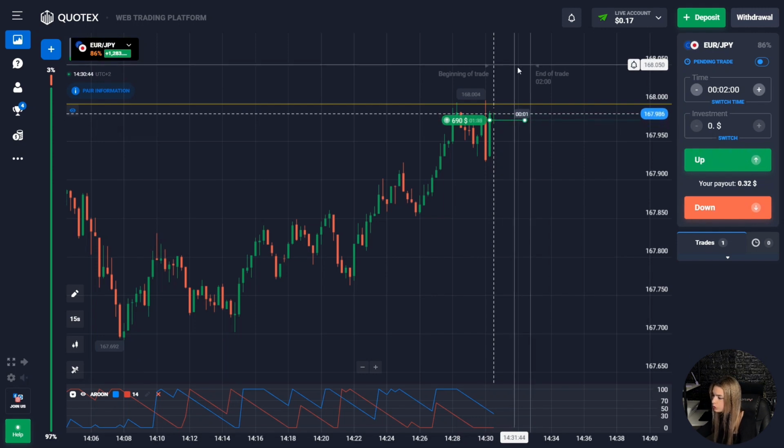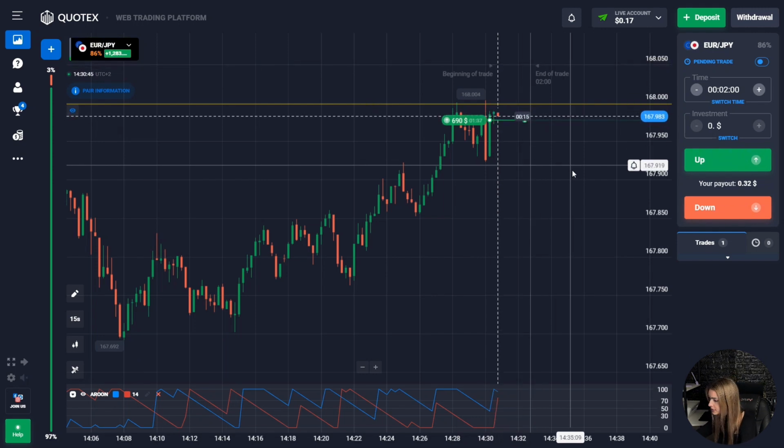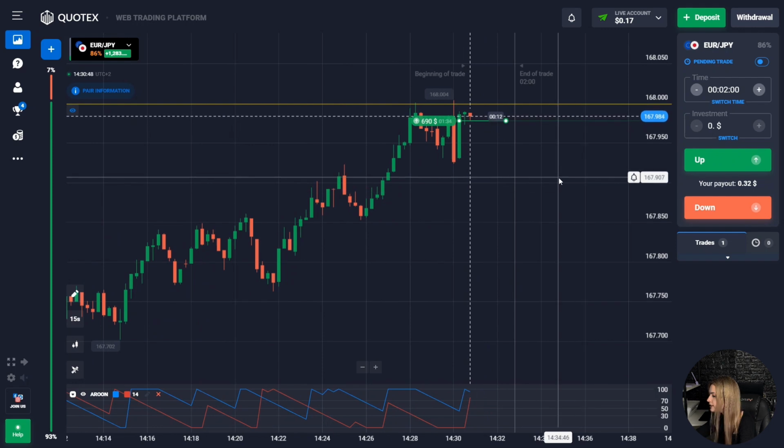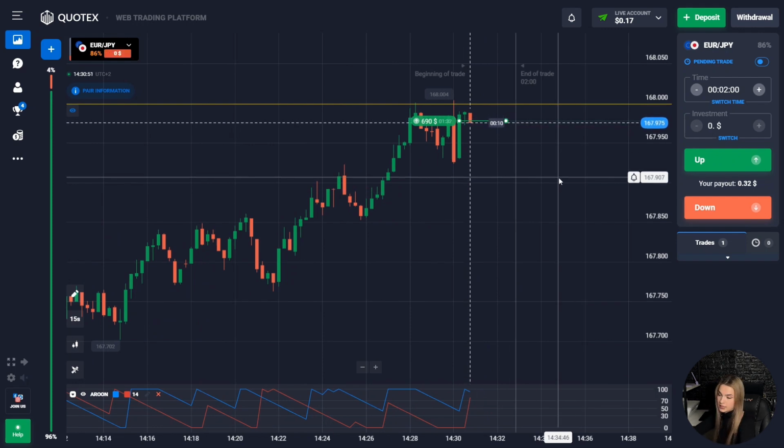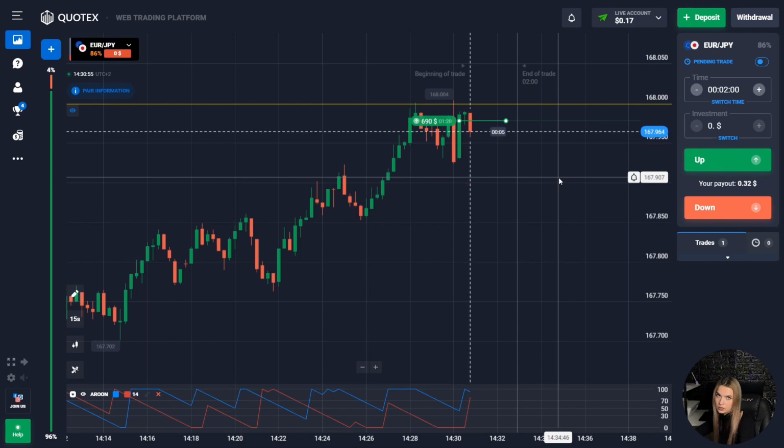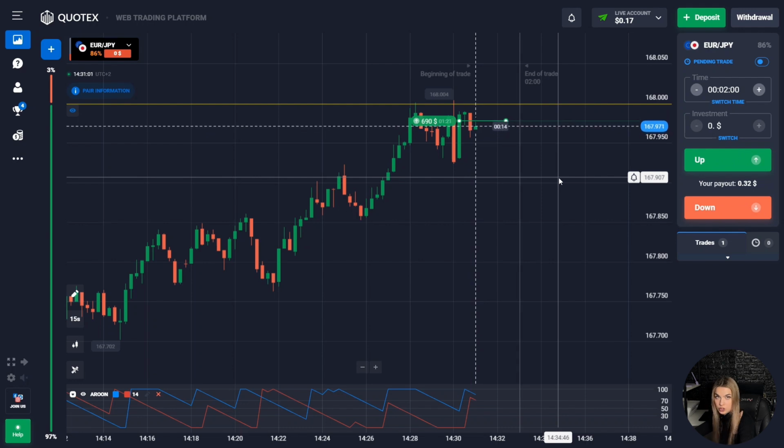In this situation, we also took a time of 2 minutes to spare, guys. Take into account that the price can make a rebound down from the marked level, and only then will it show growth. Take into account all these movements, guys. That's why we chose such a time. Let's wait for the result.